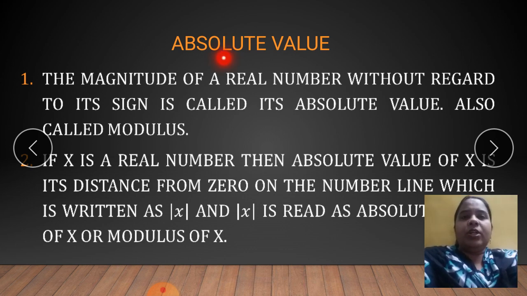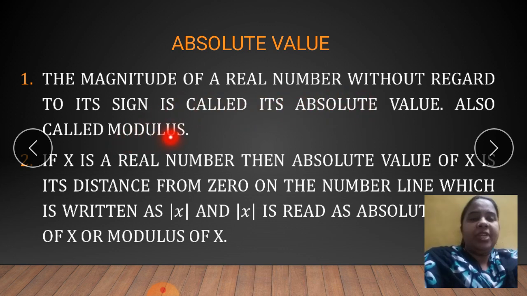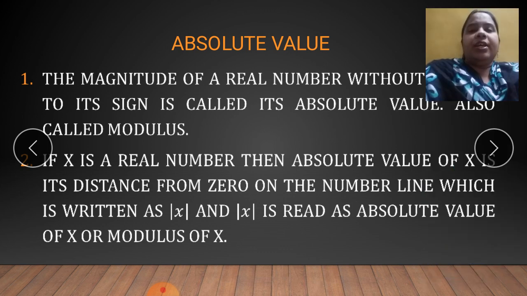Absolute value. What is the definition of it? The magnitude of a real number without regard of its sign is called its absolute value, also called modulus. Means when I consider a real number, I don't have to take into account its sign. The next definition, I can also define it in another way: if x is a real number, then the absolute value of x is its distance from 0 on a number line.